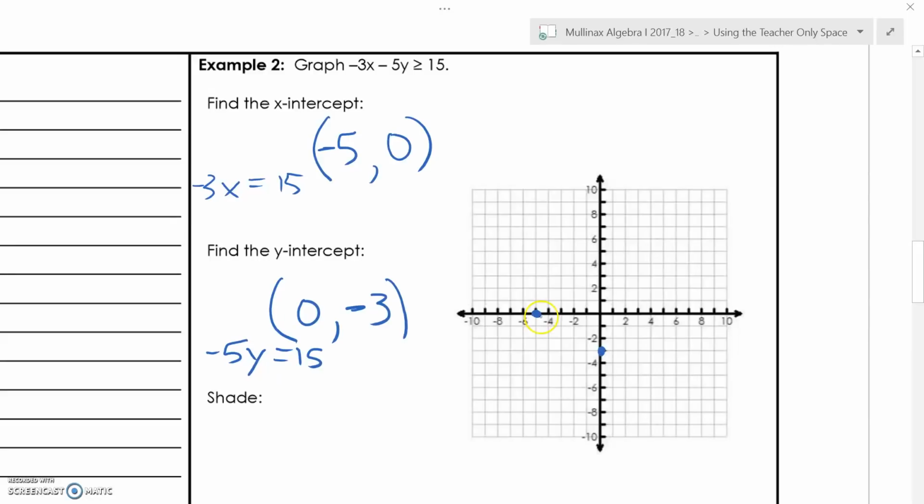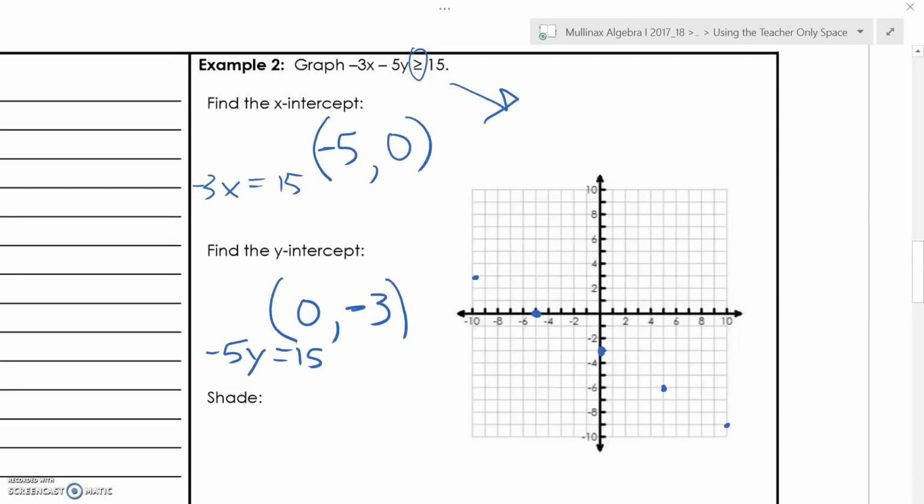We can see that the slope is negative 3 over 5: down 3, right 5, down 3, right 5. Do that a couple more times. Go the other direction by going up 3 and left 5. Now, look at your symbol. Is this going to be a dashed or solid line?